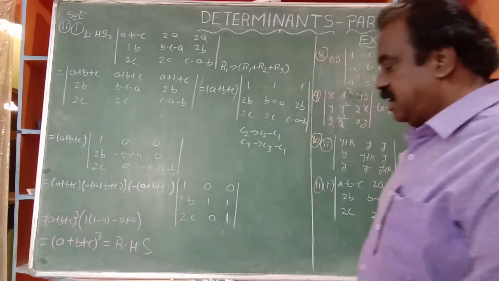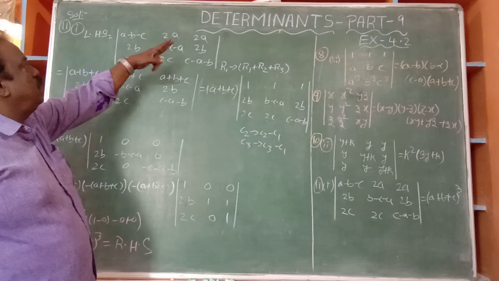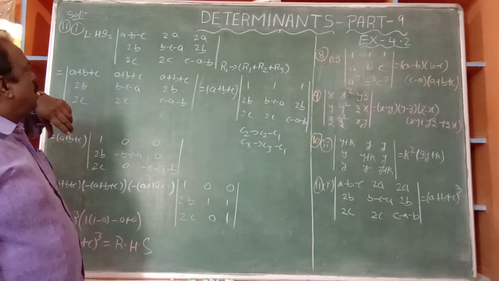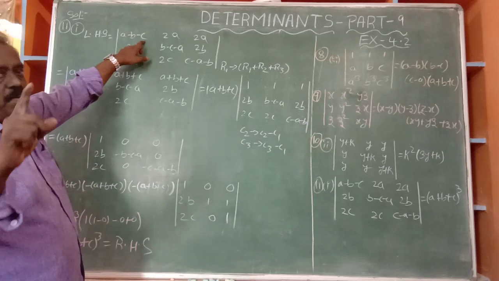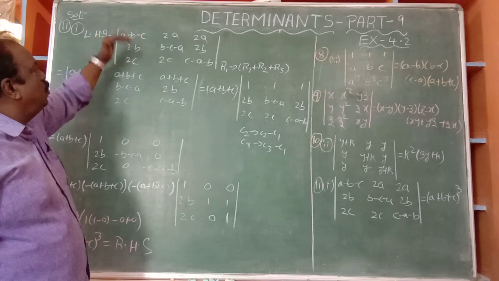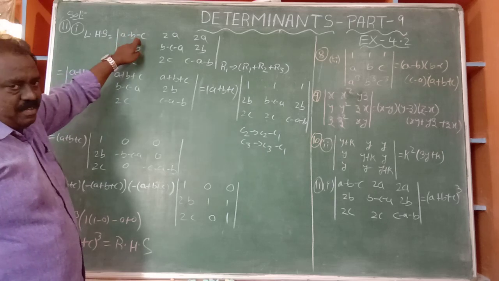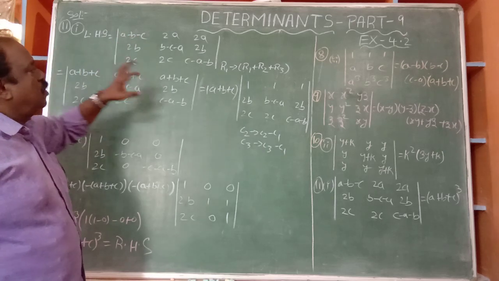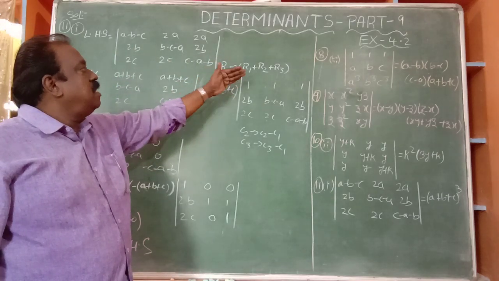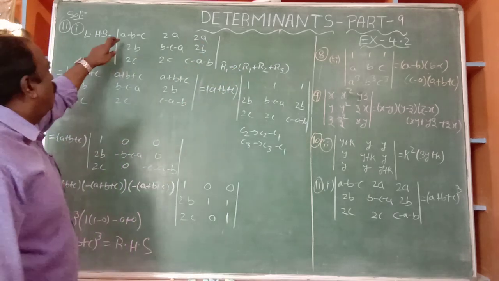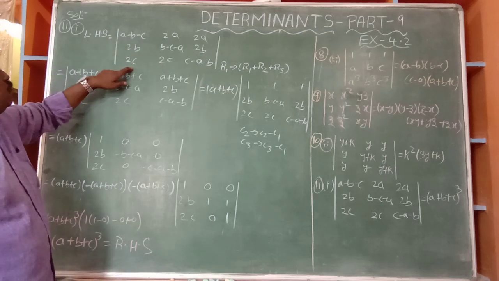First one, LHS. You see, a minus b minus c, 2a, and so on. In order to make a minus b minus c into a plus b plus c, you simply add row 2 and row 3. Minus b plus 2b plus b, minus c plus 2c plus c. So I am applying row 1 becoming row 1 plus row 2 plus row 3. As I said, here it is minus b plus 2b plus b, minus c plus 2c plus c.